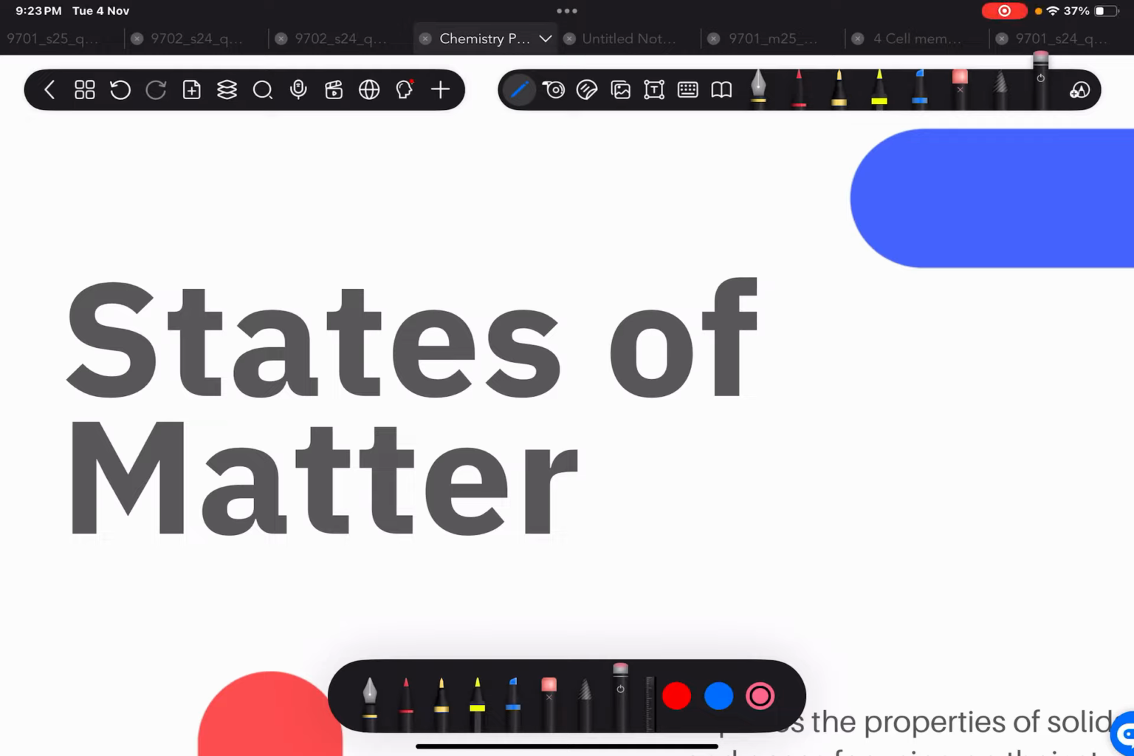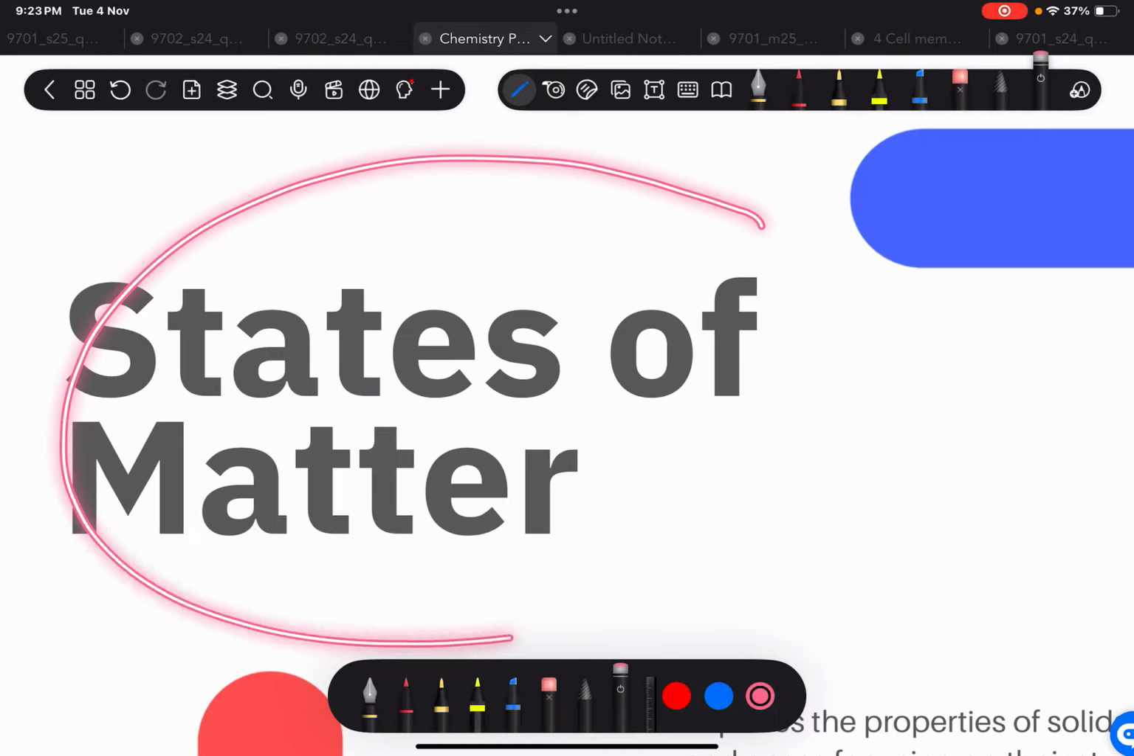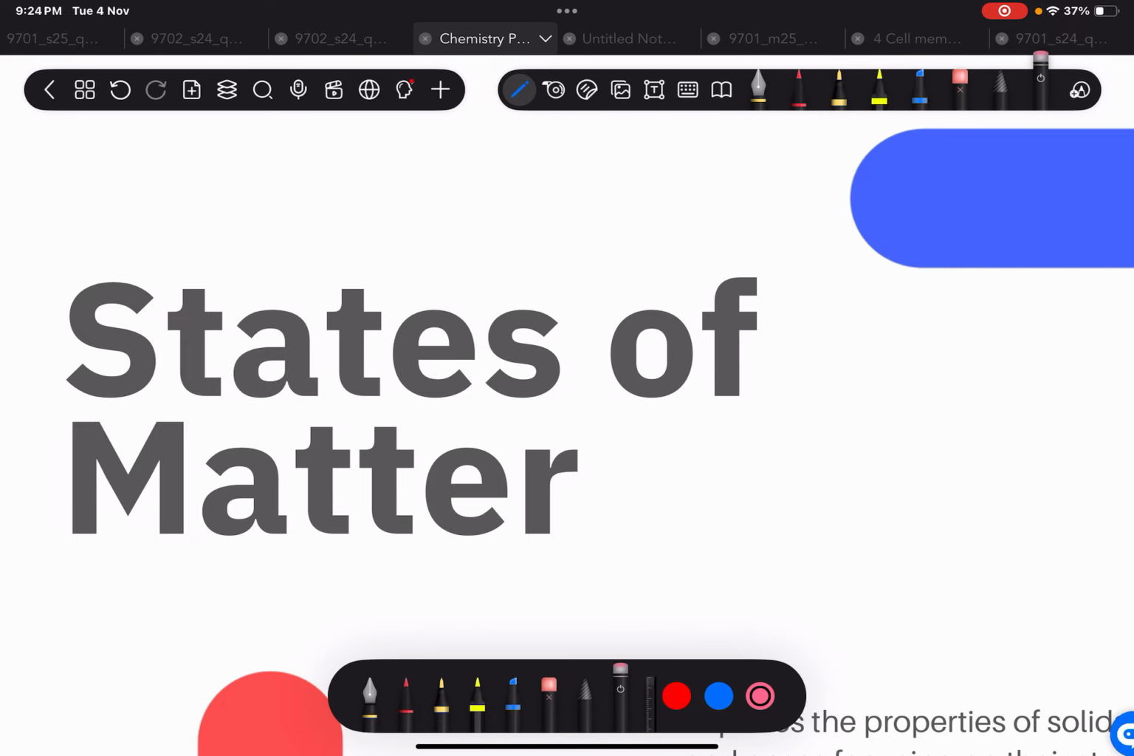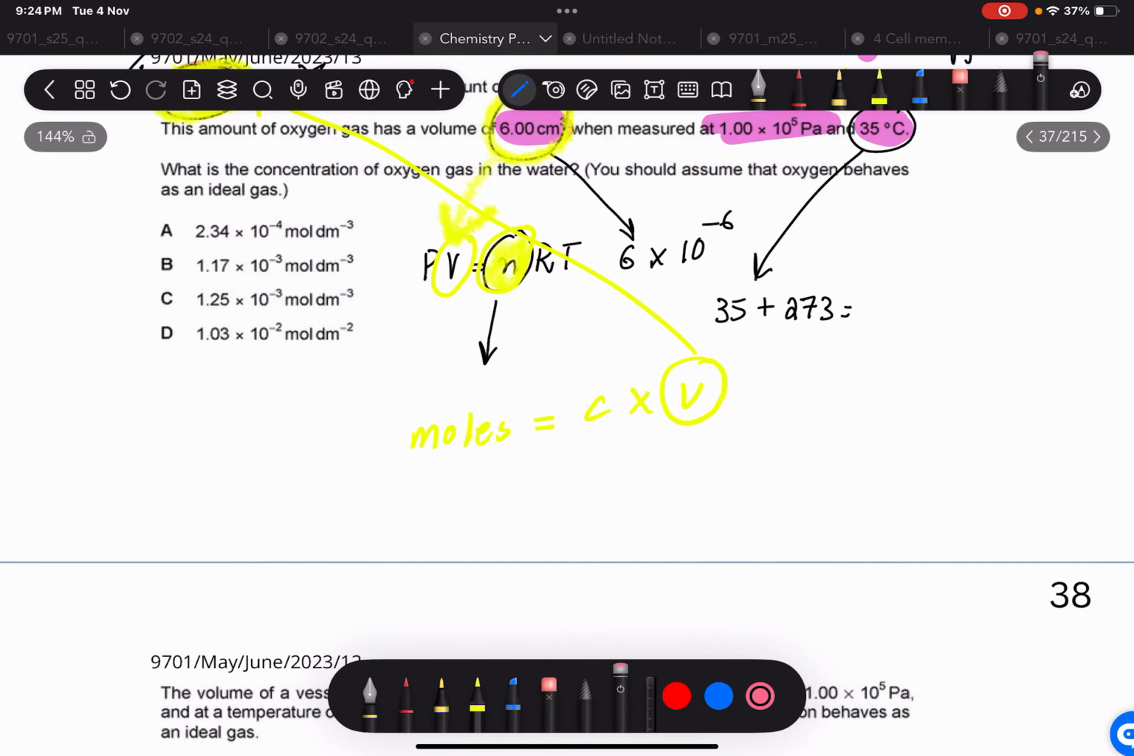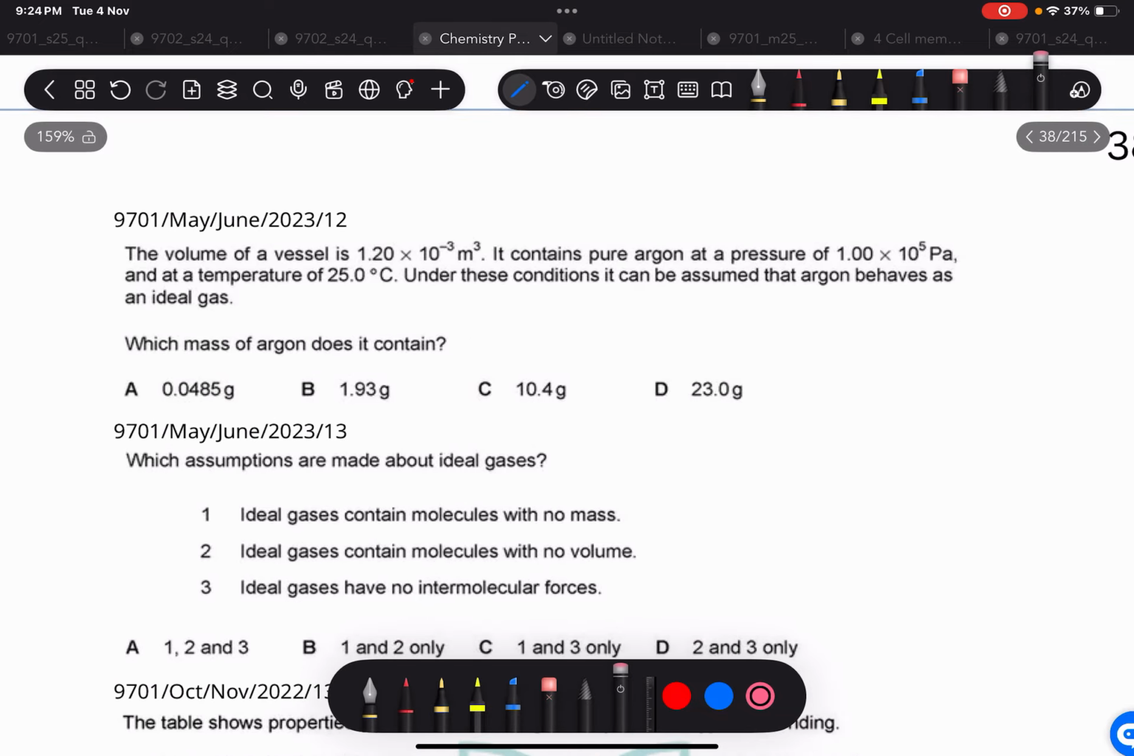So today we're going to be solving some AS level chemistry past papers from the topic of states of matter. In the previous videos as well, we solved a lot of past papers, and all of this was done in the previous class. Today we are going to be starting from this question.